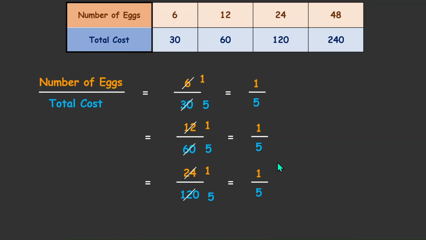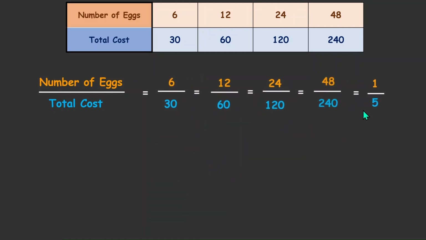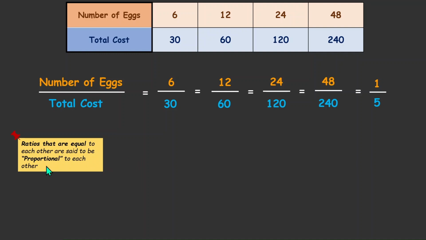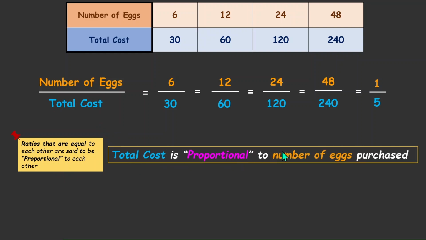Now this is not a coincidence. This is too similar a pattern for math not to make a law about it. Since all the ratios are amounting to 1 by 5, we know from previous classes that when ratios are equal, we say that they are in proportion. So ratios that are equal to each other are said to be proportional to each other, and so the total cost is proportional to the number of eggs purchased. That is one foundational thing that we discovered. But that's not it.